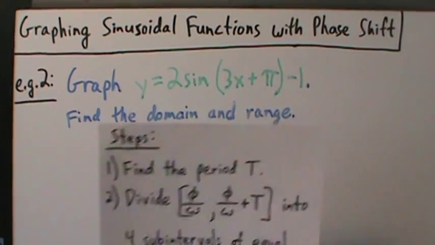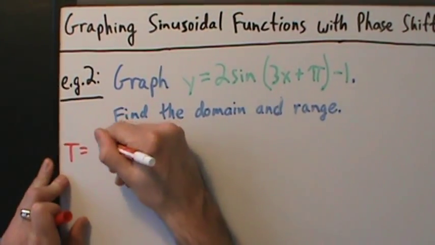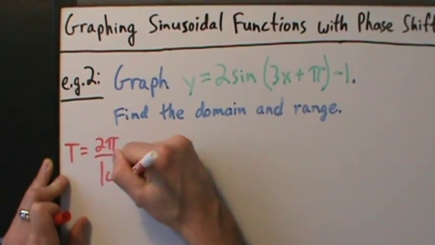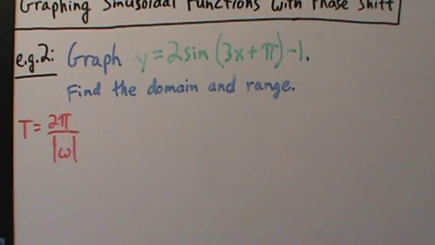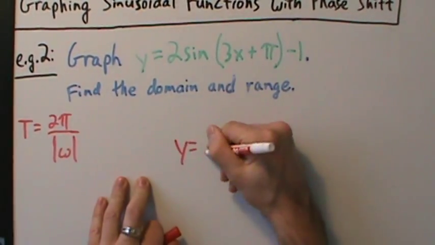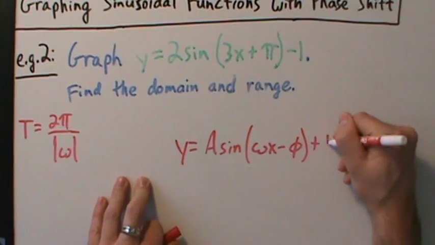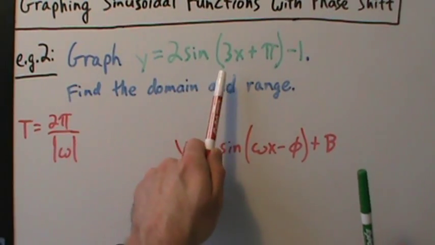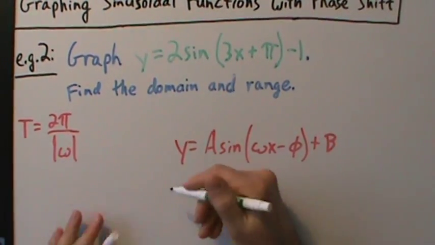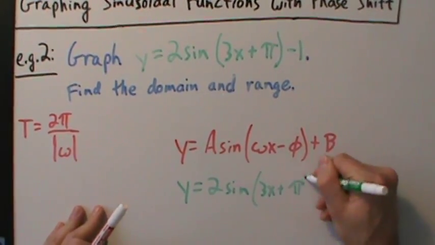So first we find the period T. So remember, T for sines and cosines is always just 2 pi over the absolute value of omega. Okay? So before we move on, let's identify what's omega, what's A and B and phi and all that stuff. Now this is a sine function, so in general we have y equals A times the sine of omega x minus phi, plus B, right? So what do we have though? We have y equals 2 times the sine of 3x plus pi, minus 1. So in our specific case, y equals 2 times the sine of 3x plus pi, minus 1.